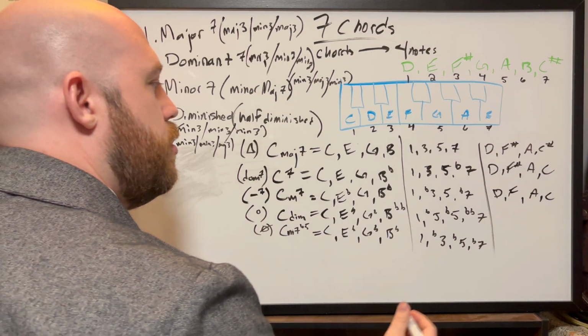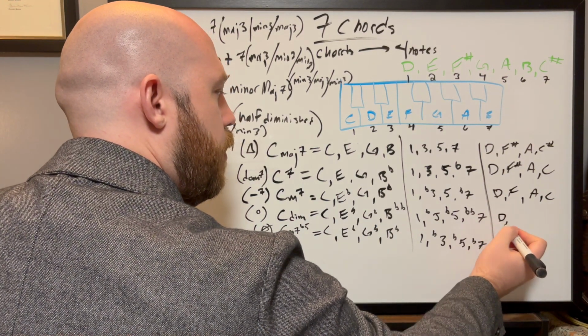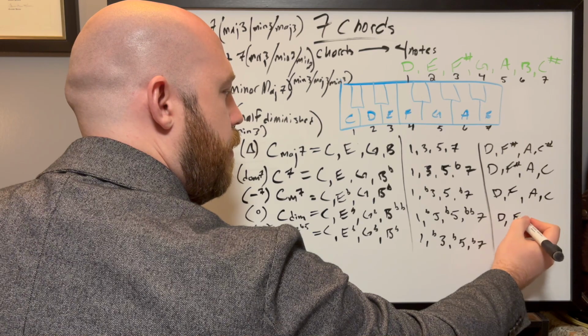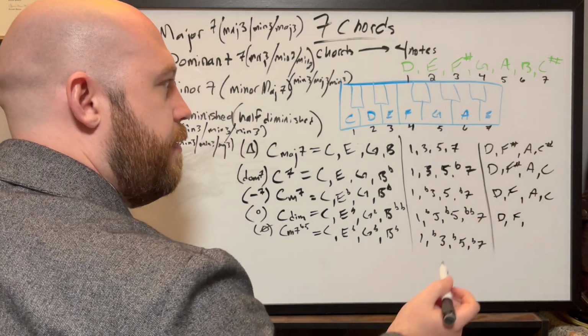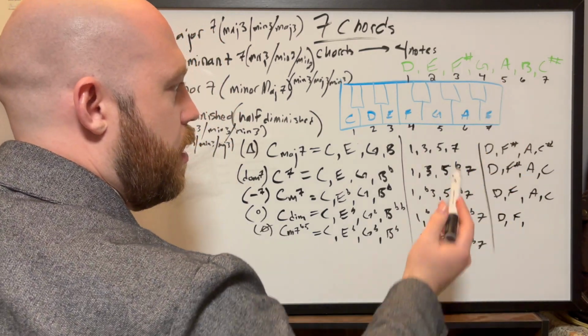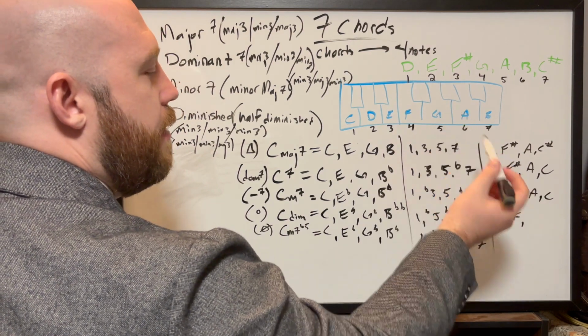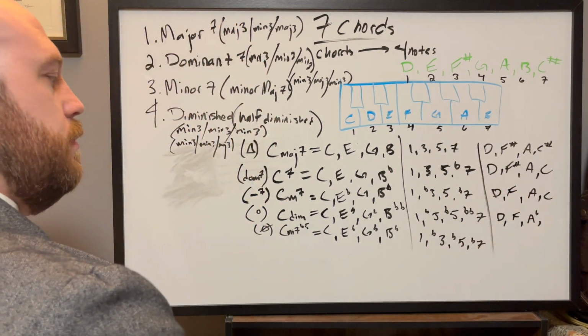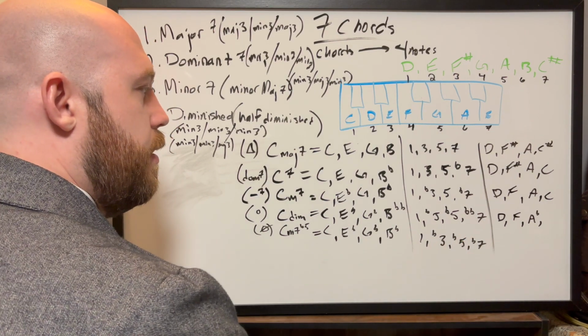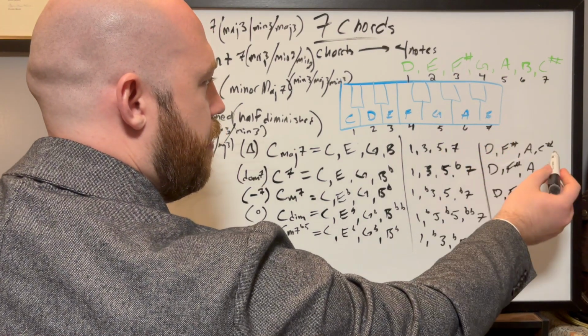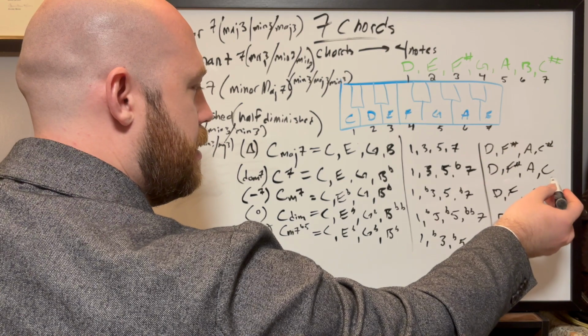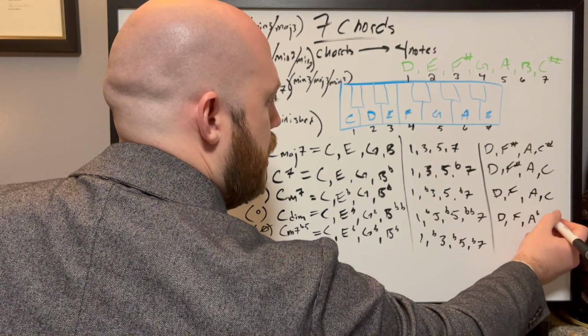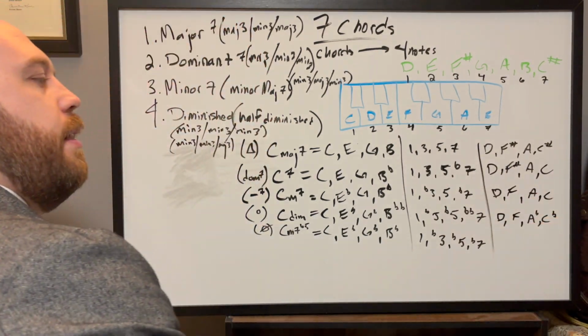Fully diminished. We have our 1. We have our flat 3, like we just did. Flat 5. Our 5 is an A. So we're going to bring it down 1/2 step. A flat. Double flat 7. So there's our regular 7. We flat it once, we get C. We need to flat it one more time to get C flat.